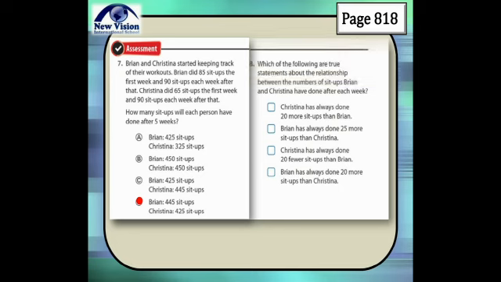And we're down to our last item, number 8. Which of the following are true? True statements about the relationship between the numbers of sit-ups Brian and Christina have done after each week. So Christina has always done 20 fewer sit-ups than Brian, and Brian has always done 20 more sit-ups than Christina.